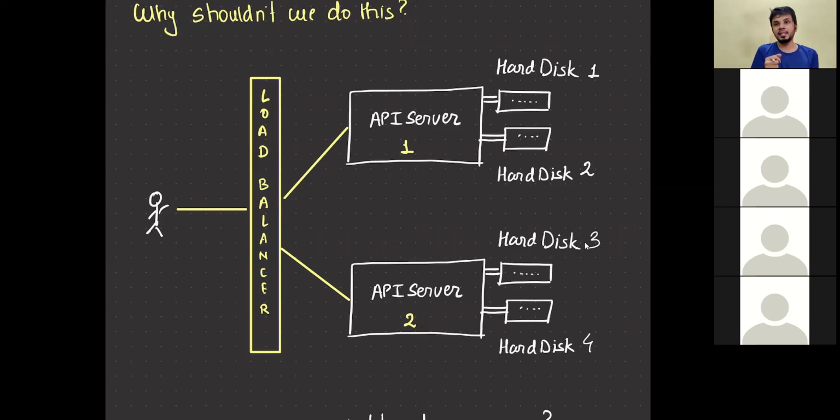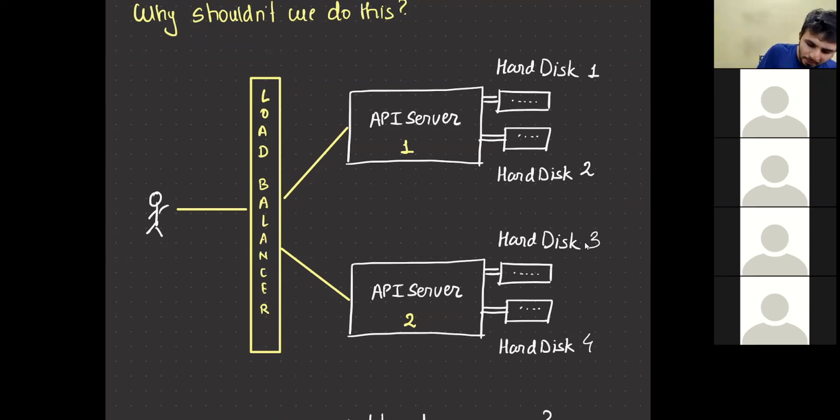Because if the load balancer is doing, let's say, round robin, it would not identify that this particular folder is present in this API server, so the request has to go here. The folder might be present in another place, and if it is doing round robin, sometimes it is written in the first API server's hard disk 1, sometimes in hard disk 4. It would become really tricky to locate the stuff.